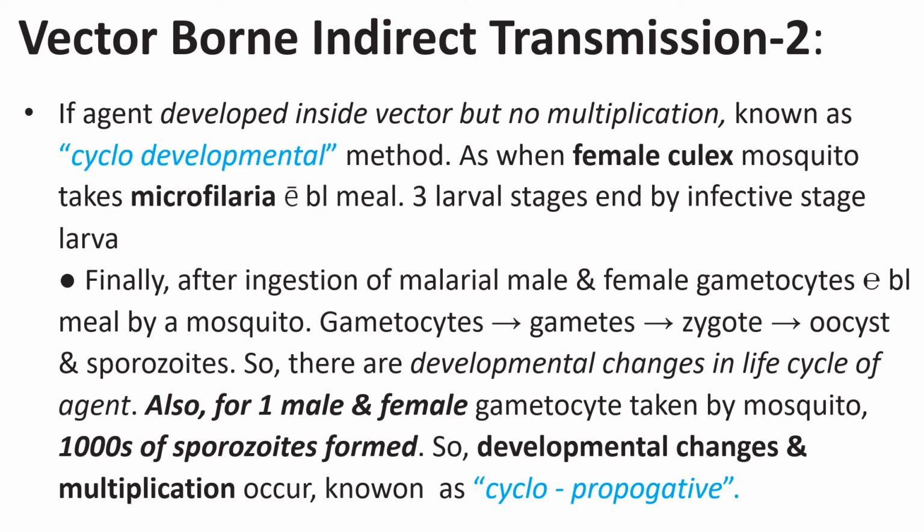after ingestion of malaria male and female gametocytes with blood, life cycle occurs inside the mosquito. There are developmental changes in life cycle also for one male and female gametocyte taken by mosquito. Thousands of sporozoites formed, so developmental changes and multiplication occur. It is cyclopropagative. So propagative, cyclo-developmental and cyclopropagative.